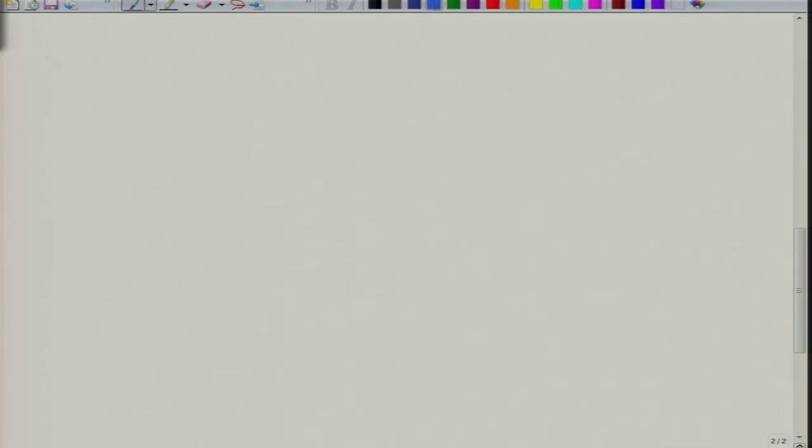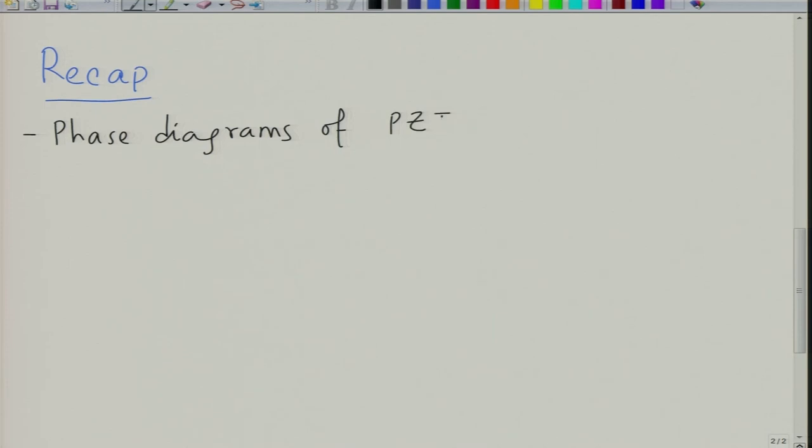So in the last lecture, we finished our discussion on phase diagrams of PZT, for example, which is a solid solution of PbZrO3 and PbTiO3. Both are perovskite structured compounds and they make extended solid solution. The important thing about this phase diagram is that it contains a morphotropic phase boundary at 47/53 or nearly 50-50 composition, at which both rhombohedral and tetragonal phases coexist.